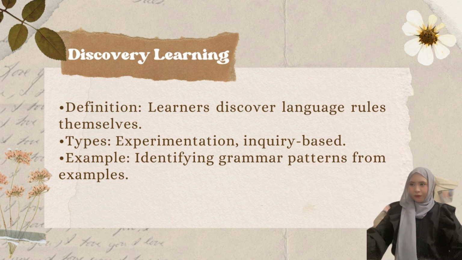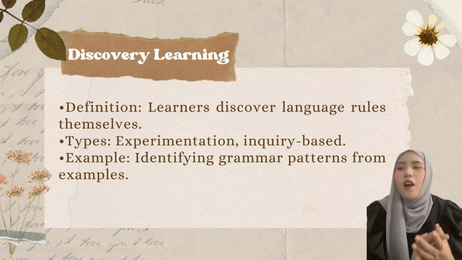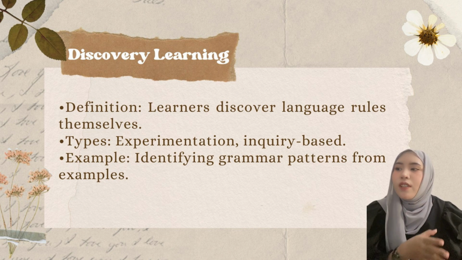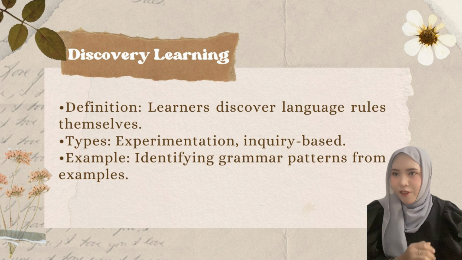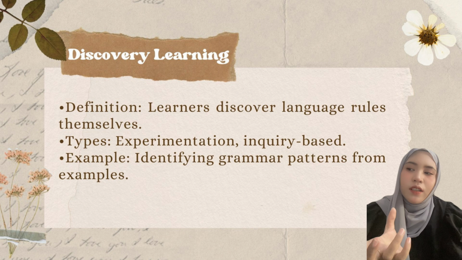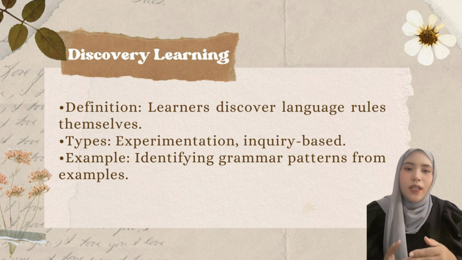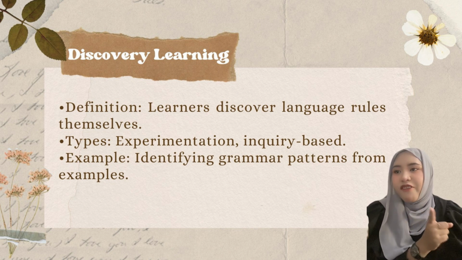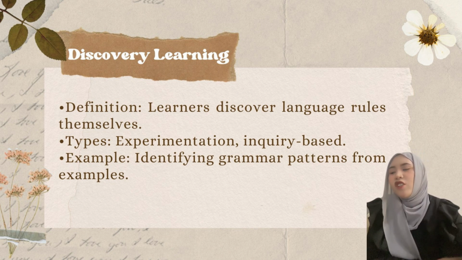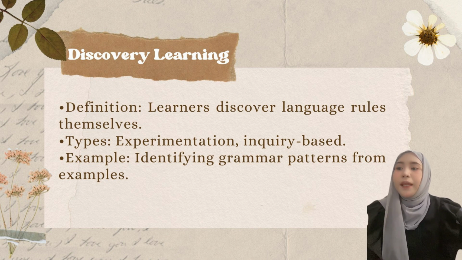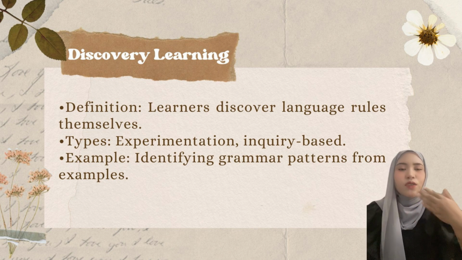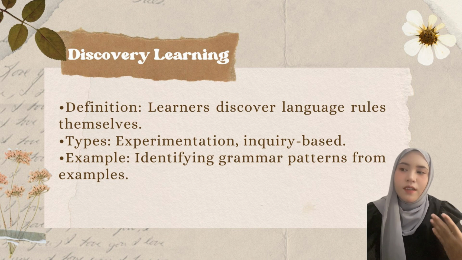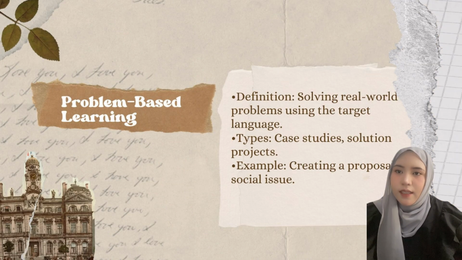Experimentation is where students use observation and experimentation to discover language rules, and inquiry-based, where the teacher asks open-ended questions to guide students in discovering answers. For example, identifying grammar patterns from examples. The teacher provides target language sentences without explaining grammar rules and asks students to observe patterns and deduce the rules through group discussion. Next slide.